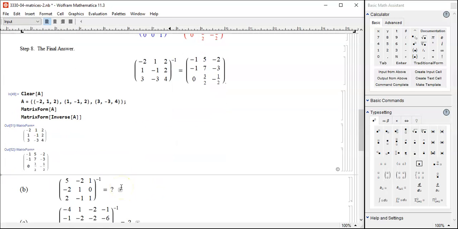Through computer algebra system, clear this variable a and then define this a. How do you define? Brace open and then first row, second row, third row. So -2, 1, 2, 1, -1, 2, 3, -3, 4. All these should be braces and then commas. Represent the matrix form, and then we get what we want, and then matrix form of the inverse. That should be the final answer, and that checks out.